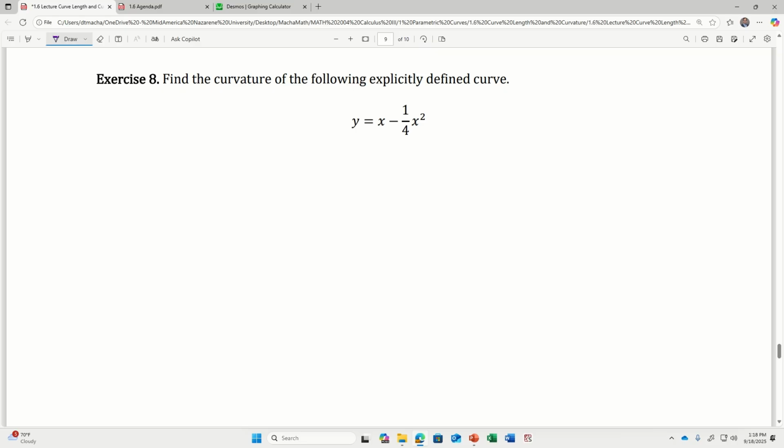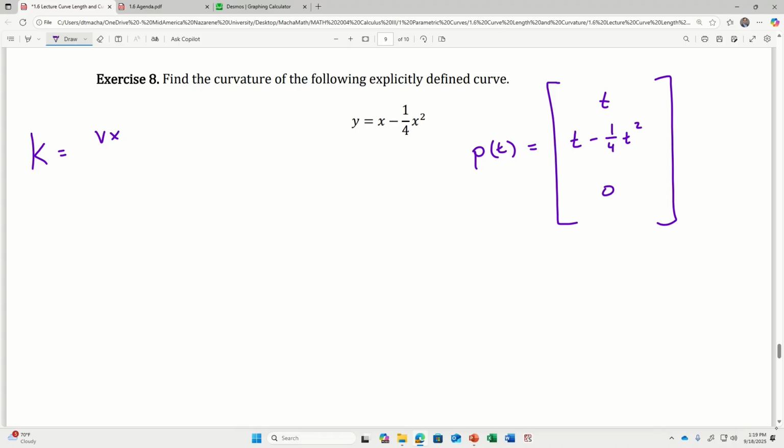So here we go. Find the curvature of the following explicitly defined curve. Well, one way I could define this curve as a parametric curve is I could make x equal to t, and then y would be t minus 1/4 t squared, and z would be 0. And then I can do everything just like I did before. V cross A norm over V norm cubed.